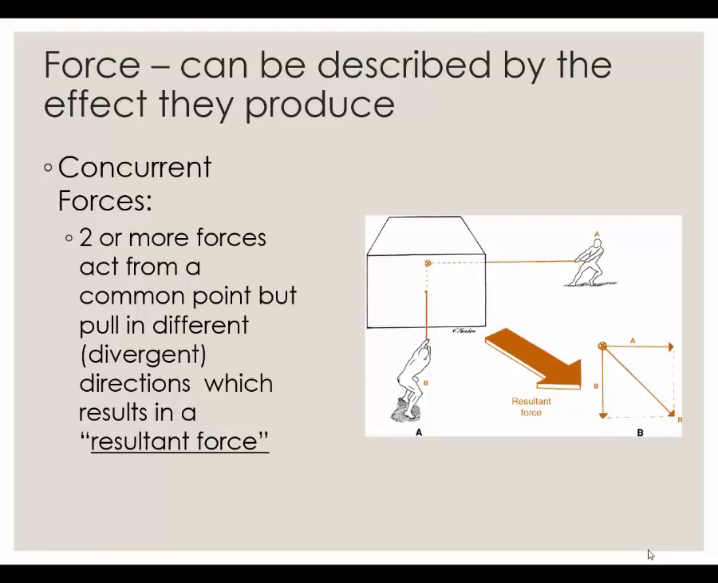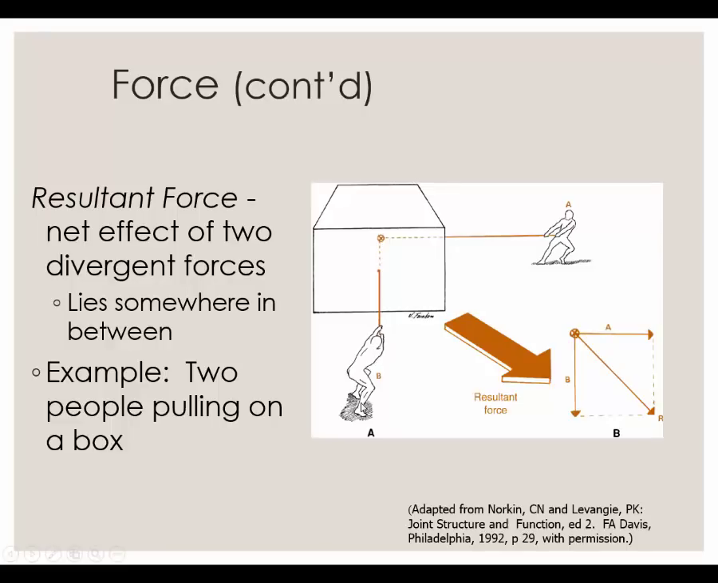And then concurrent force, this is when two or more forces act from a common point but are pulling in different directions. The result of this is called the resultant force. So here you've got the task of pulling this large box, and they need to get it where the arrow is pointing. As you can tell right here, they need to get it, let's say, over here. So they're pulling in two different directions to get this to move in another direction, which is that resultant force, where it ends up. Of course, the net effect of two divergent forces is the resultant force.